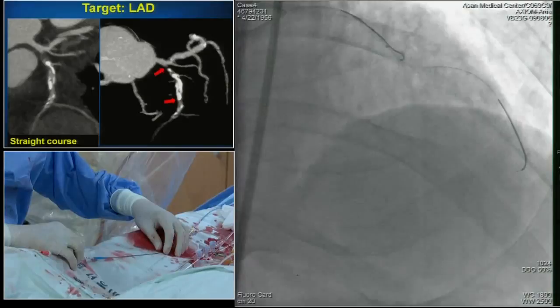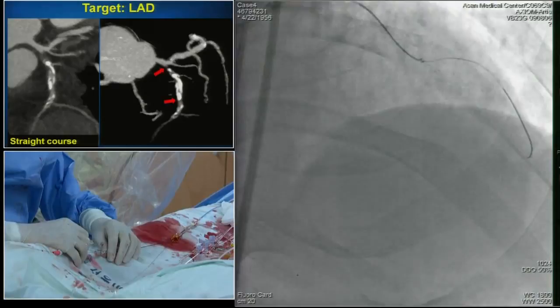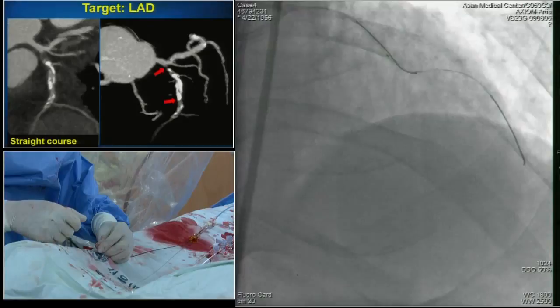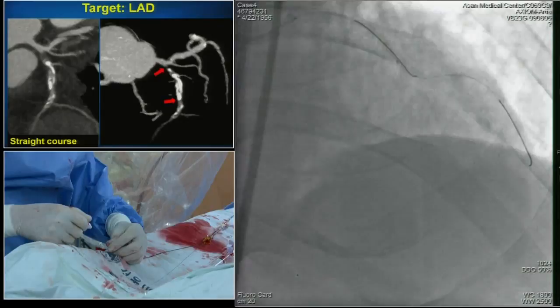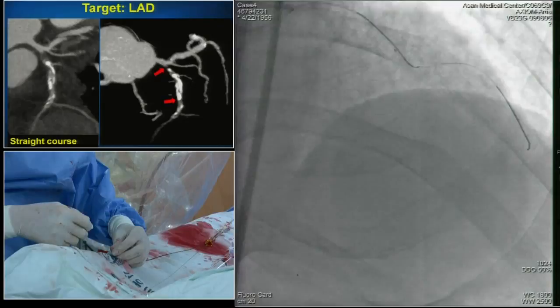Dr. Ochiai? Yeah. I'm Yasumi Igarashi. In this situation, I prefer to use the Shion white wire because the Shion tip is hydro-coated, so more slippery. Yes. Now Shion is in the diagonal, so I want to use a different wire. Okay. But the advice may be correct, but Shion Blue is safer.